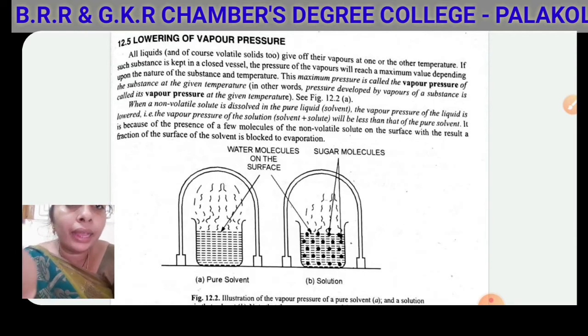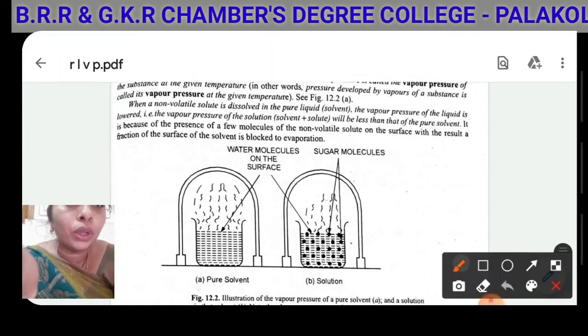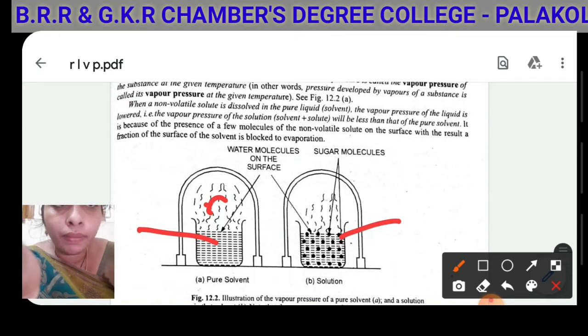In this diagram, the first beaker is the pure solvent and the second beaker is the solution. In the first beaker, the drops are vapors; the liquid is converted to vapors, and there is much more vapor. In the second beaker, non-volatile solute particles, that is sugar molecules, are added to the solvent, making a sugar solution. The sugar molecules block the solvent, so the evaporation is lesser.